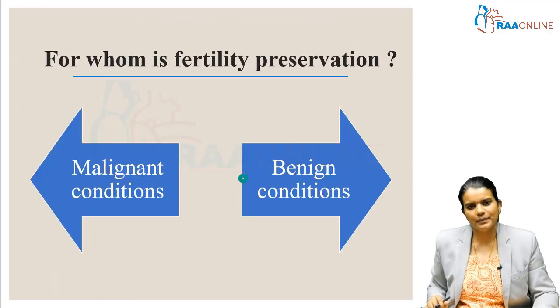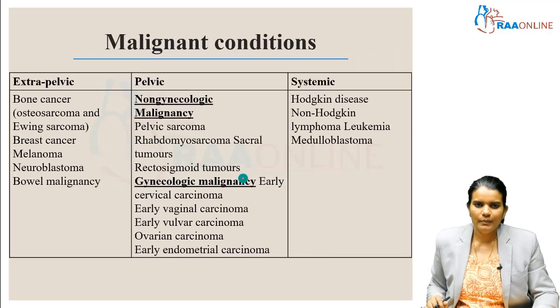For whom is fertility preservation important? It can be done in malignant conditions and benign conditions, malignant conditions being more common. Malignant conditions, like all the cancers and the cancer related treatments, can actually damage the gonads, both in the male and the females. Most of the chemotherapy medicines, and the radiotherapies, especially the pelvic radiotherapies, are actually damaging to the gonads.